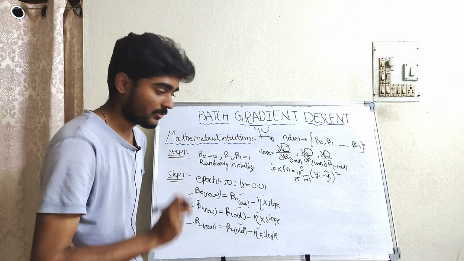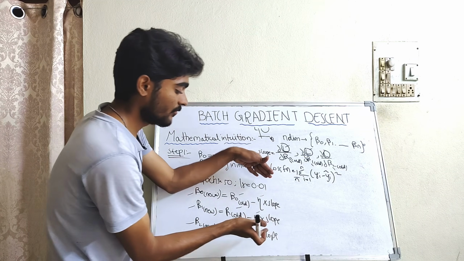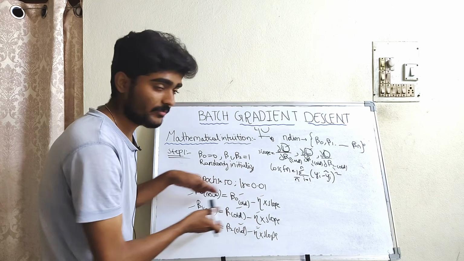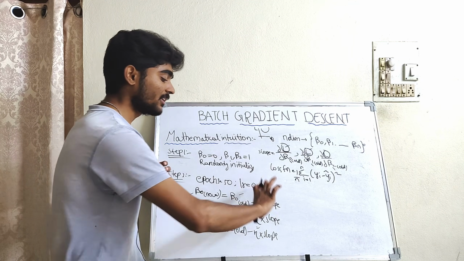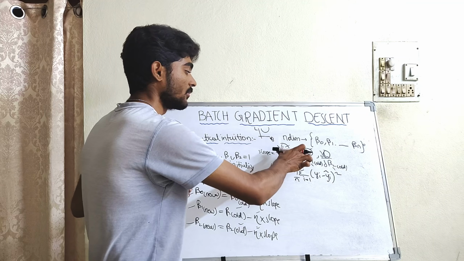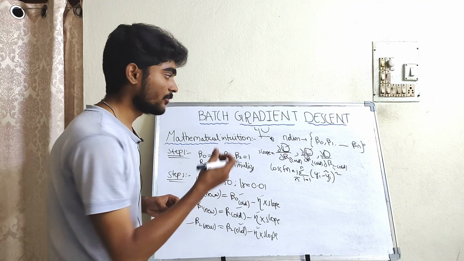To determine this loss value, I'm considering the MSE loss. From where we came to here: first we need to do the weights and bias updation. We need to calculate the new weights and bias parameters. For that we need slope. The slope formula is this, but in this slope formula we are missing the loss value.